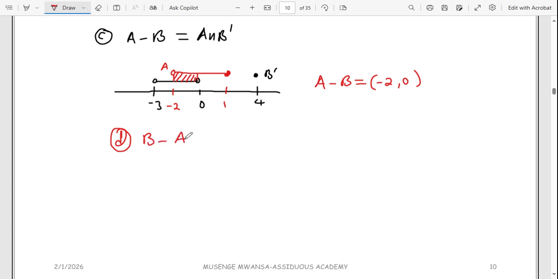Okay. Understand it. Now D is B minus A. B minus A means B intersection A complement. So the second part is always the one that will carry a complement. Is that okay?